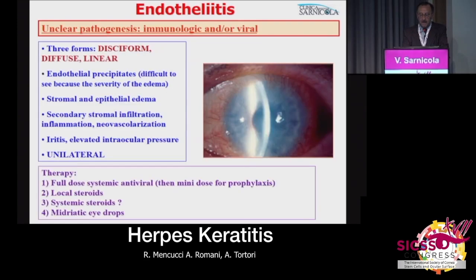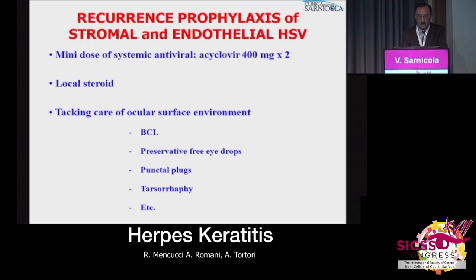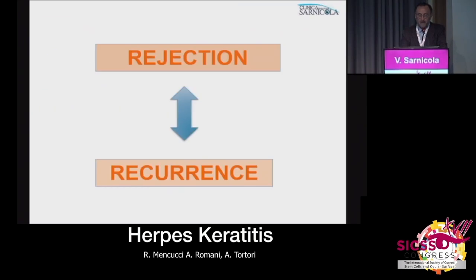Sometimes neglected or underestimated is the diagnosis of endothelitis, and there are three forms: disciform, diffuse, and linear. But the first sign is usually a corneal edema, due to the endothelium being affected, and it is only on the following days that we observe precipitates that make us suspect endothelitis. And here we see the therapy: full dose systemic antivirals and systemic steroids to prevent recurrences.